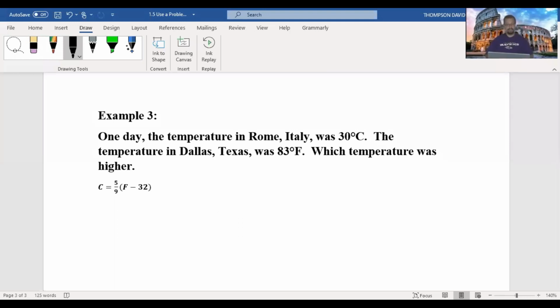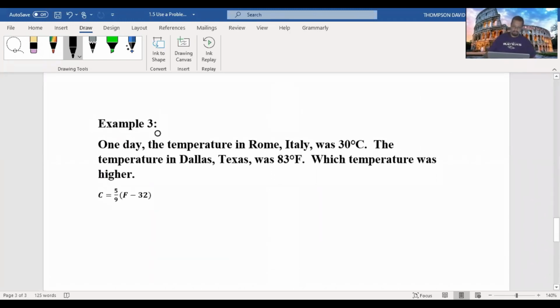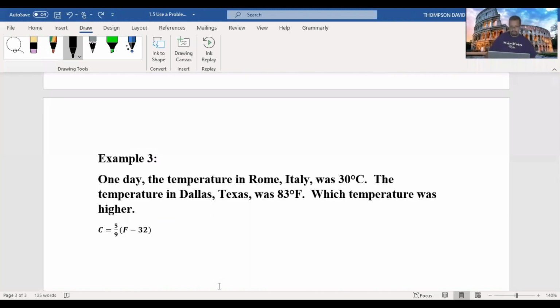Example 3. One day, the temperature in Rome, Italy was 30 degrees Celsius. Let's circle that. The temperature in Dallas, Texas was 83 degrees Fahrenheit. Which temperature was higher?